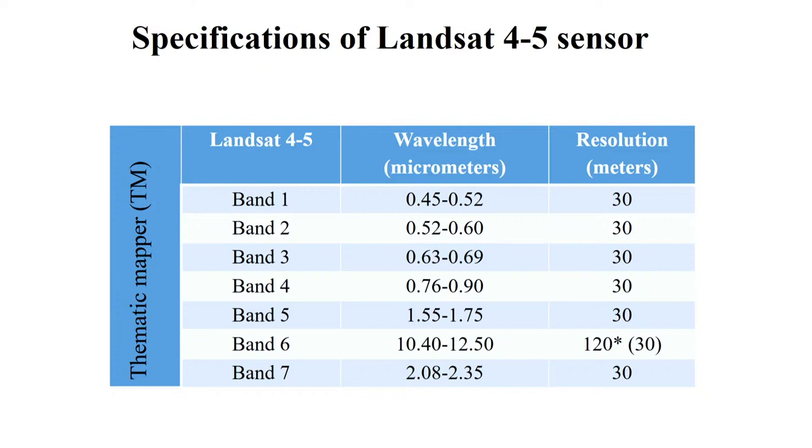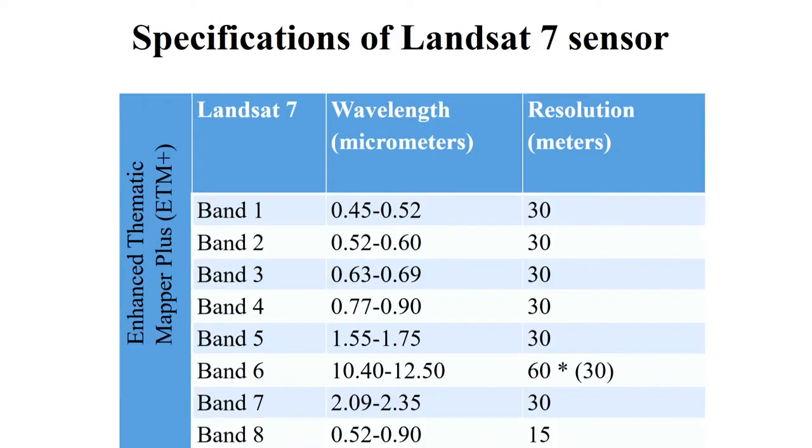Band number 6 is working in 10.4 to 12.5 micrometer, and this has been widely used by the scientific community for time series analysis, to measure the thermal properties of the terrain, as well as the heat information in urban areas. So this has been widely used.